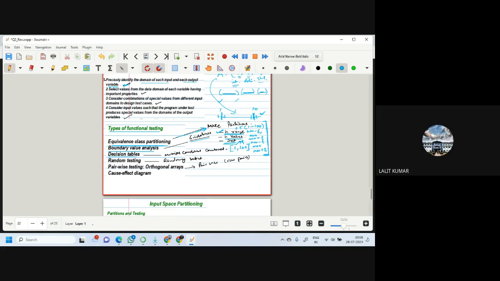Now we come to the decision tables. For example, if we have three characteristics, then there might be some conditions. They have given an example of a bank loan: your age is more than this, your gender is this, your income is this, then I will give the loan. So this is how we join those conditions to make the decision tables. Random testing, we randomly select inputs. Pairwise testing is important, I will cover it, and cause effect diagram.